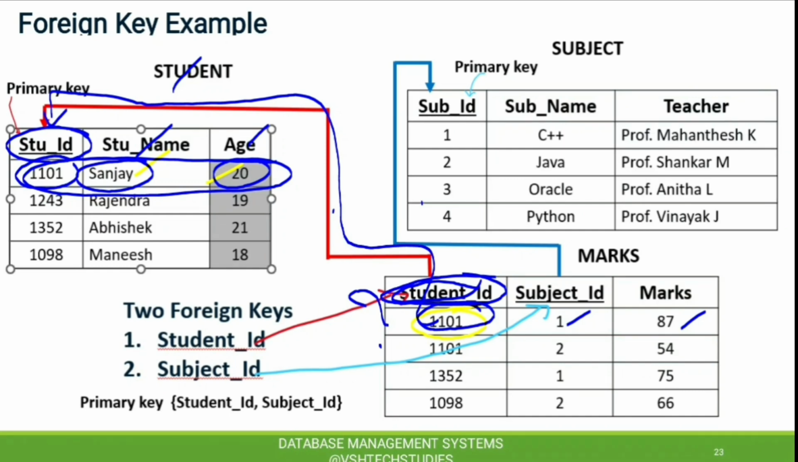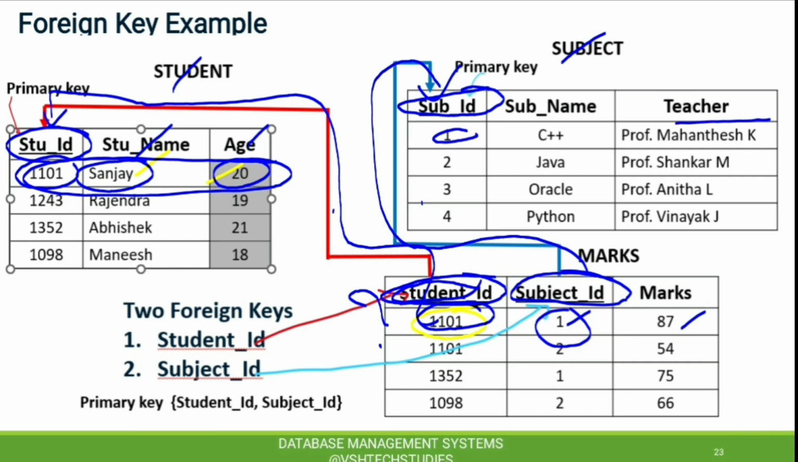Next, to find his subject details, take the foreign key subject ID value 1, go to the linked table, that is the subject table, and match with the primary key subject ID there. That value is found in this tuple. Hence the subject name is C++ and the teacher name is Mahantesh K. Hence that student with ID 1101 who has scored 87 marks, whose name is Sanjay and age is 20, that subject name is C++ and teacher name is Professor Mahantesh K.